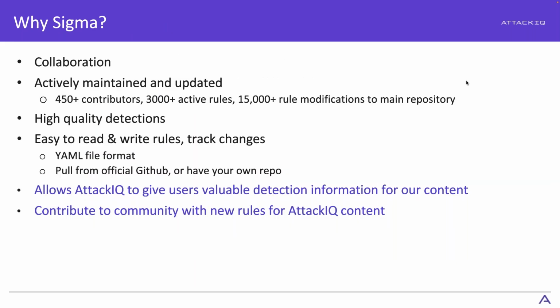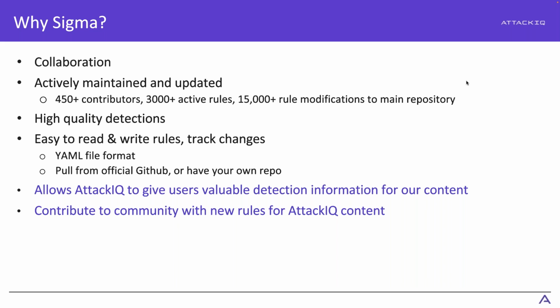And why is Sigma a good thing? Why do we use it at AttackIQ? The main thing is collaboration. It's really difficult to keep up with all the different threats and detections and everything by yourself. So the more people we have doing it, the better. And Sigma is a great resource for that.